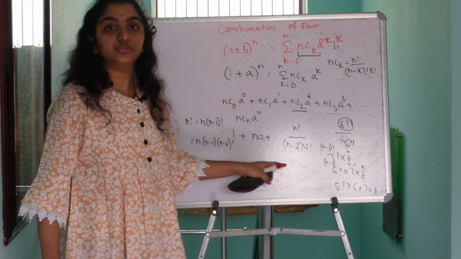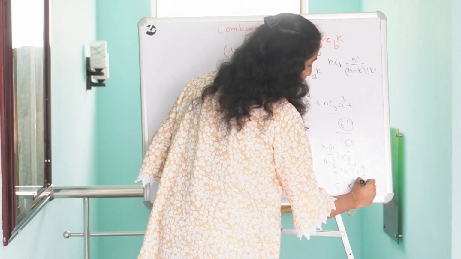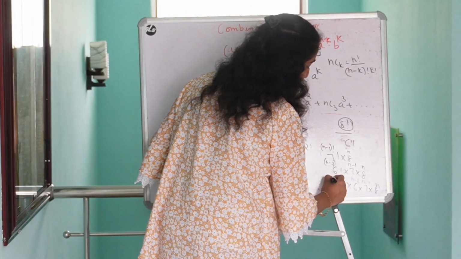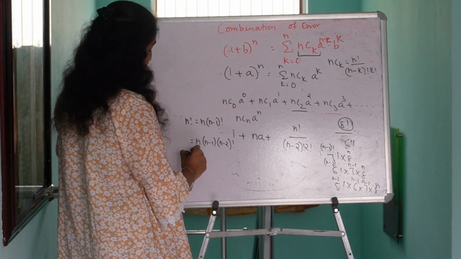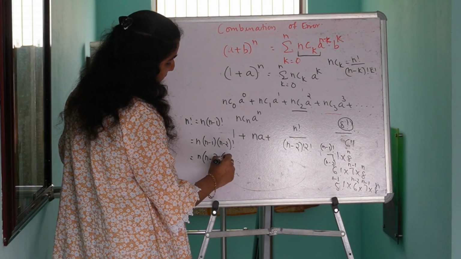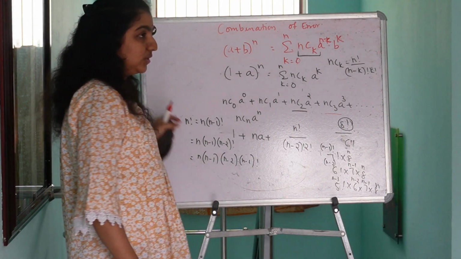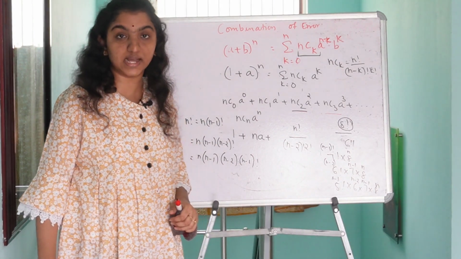Suppose I am considering 8 as n, we can say 7 is n minus 1, this is n minus 2 and this is n minus 3. So we can also say n factorial is equal to n into n minus 1 into n minus 2 into n minus 3 the whole factorial. It goes on like this. Is it clear, guys? Yes.